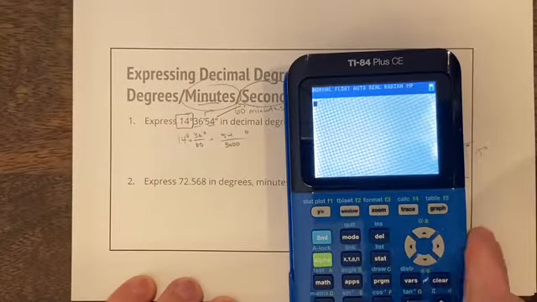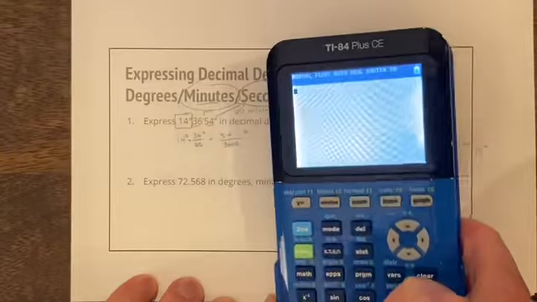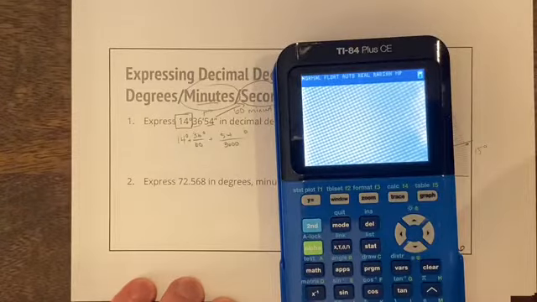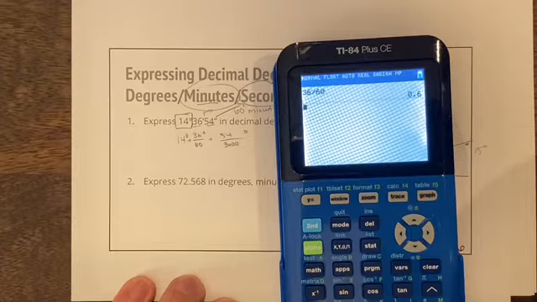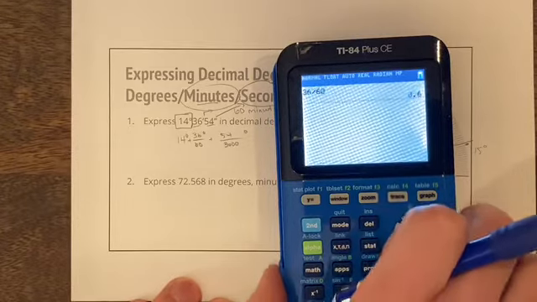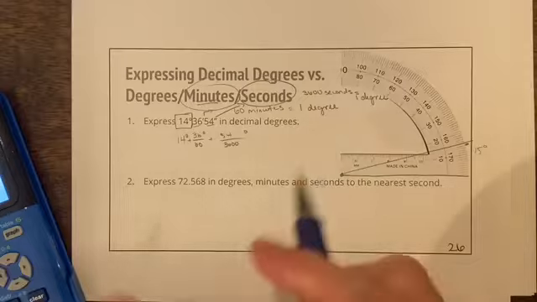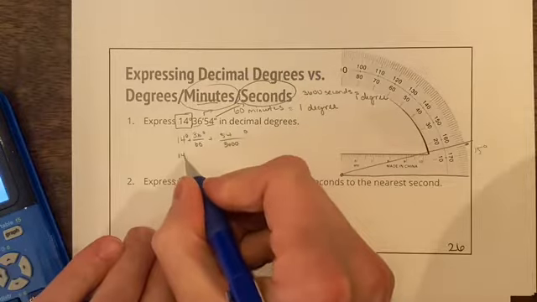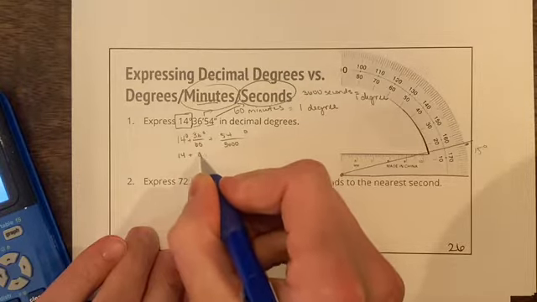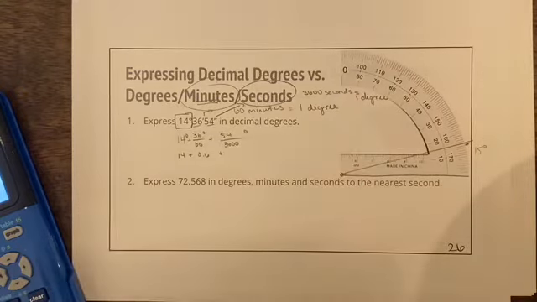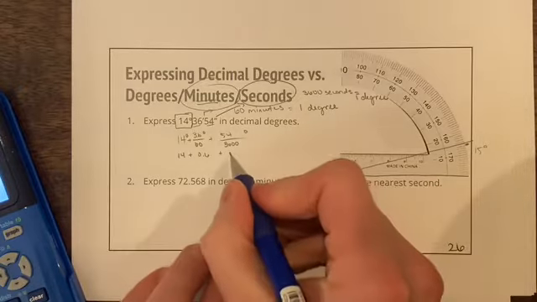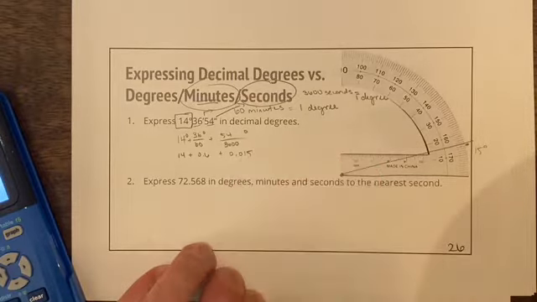So I'm going to bring in my calculator. Right now the screen kind of looks funny, but let's see how it looks. So 36 divided by 60, that's going to be 0.6. I'm going to just move that off to the side because it doesn't really show up nicely on there anyways. So we have 14 plus 0.6. And then lastly, we have 54 divided by 3,600, which gives us 0.015.